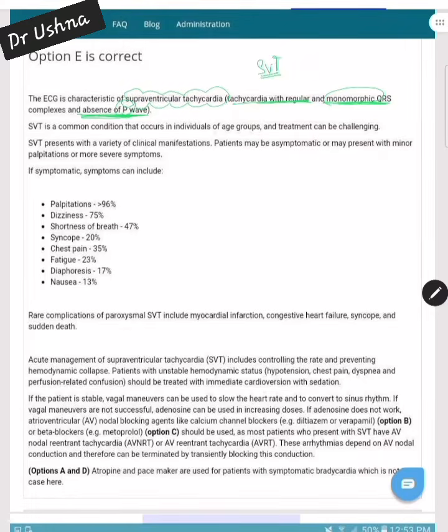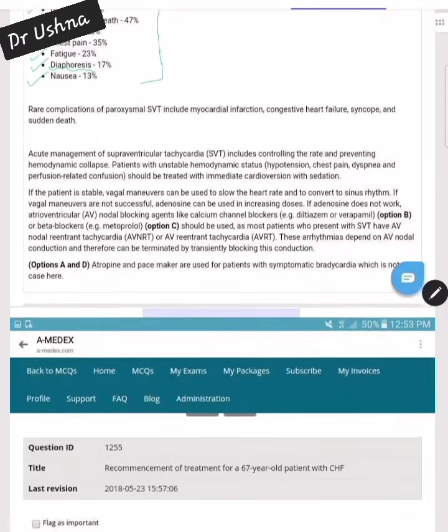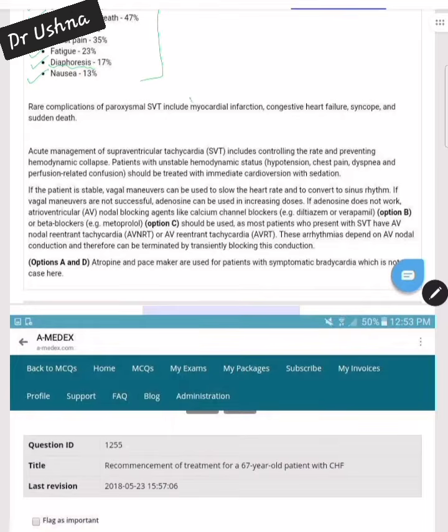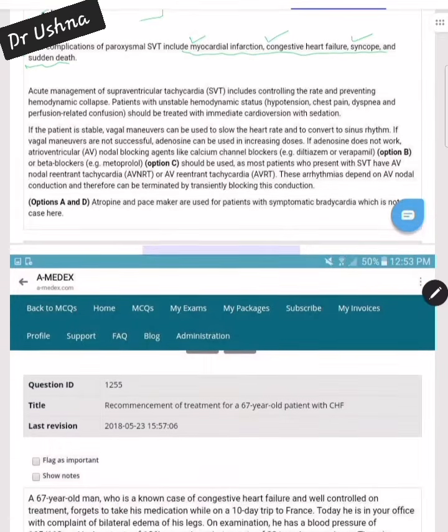SVT can occur at any age group and treatment can be challenging. It can present with a variety of clinical symptoms. It can be asymptomatic but can present with palpitation, dizziness, shortness of breath, syncope, chest pain, fatigue, diaphoresis, which is profuse sweating, or nausea. So these can all be the presenting findings of SVT. Rare complications include myocardial infarction, congestive heart failure, syncope, and sudden death. These complications are most likely in patients who are hemodynamically unstable.